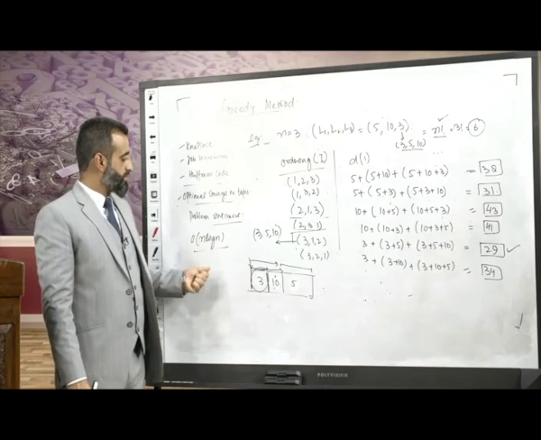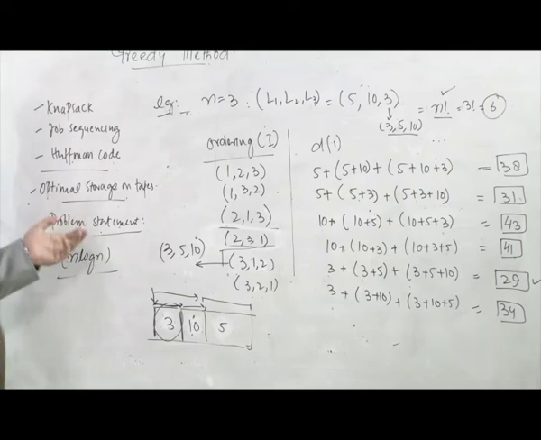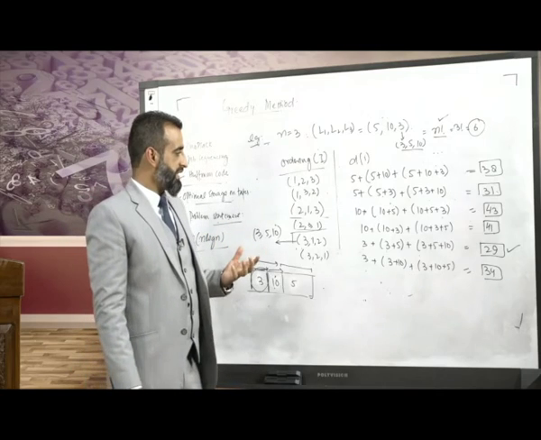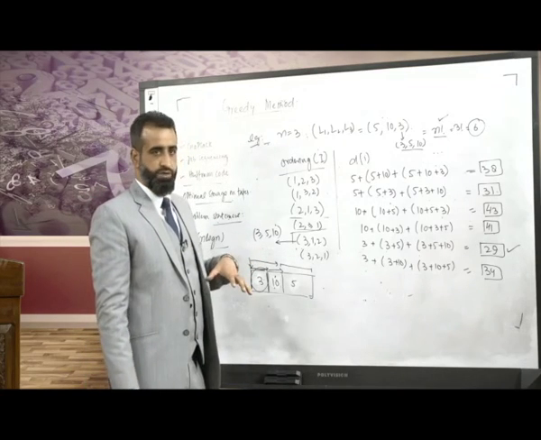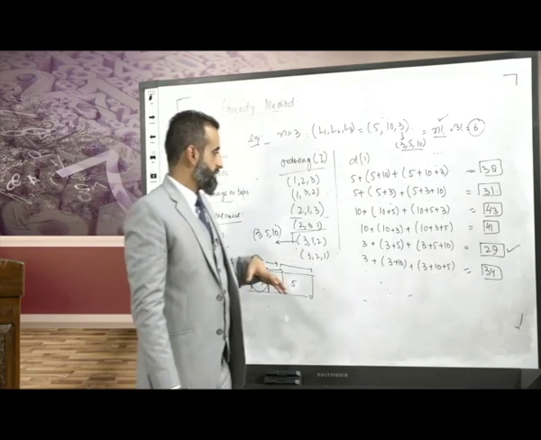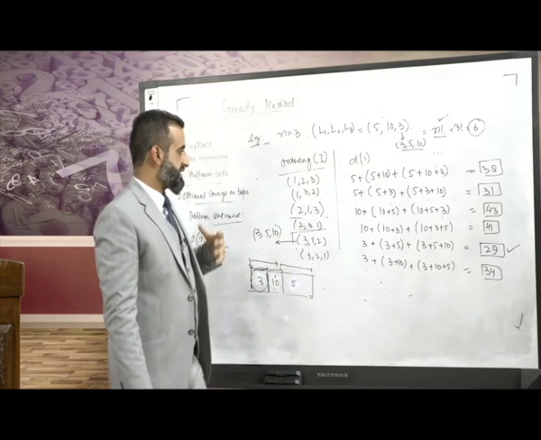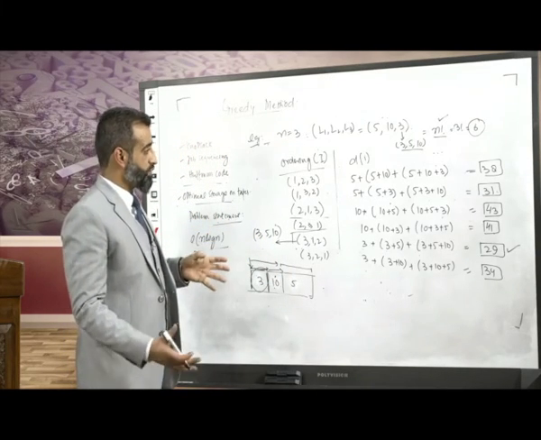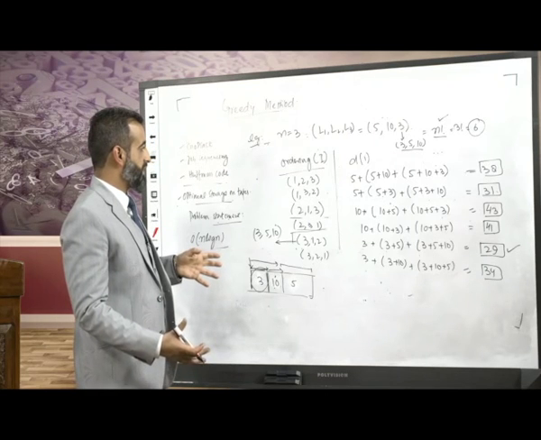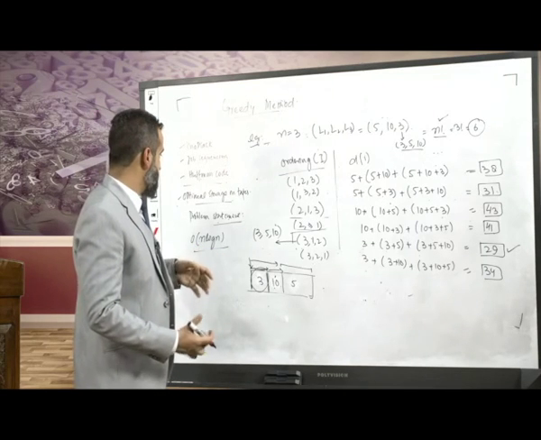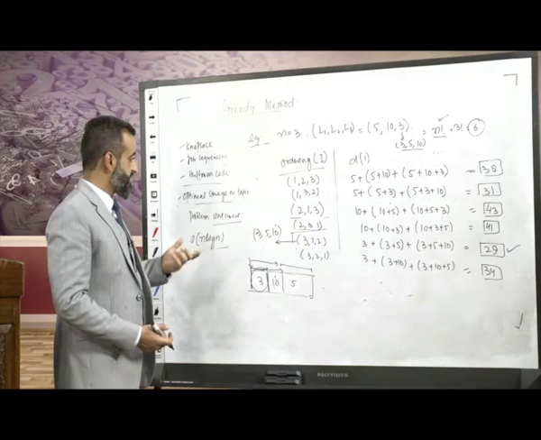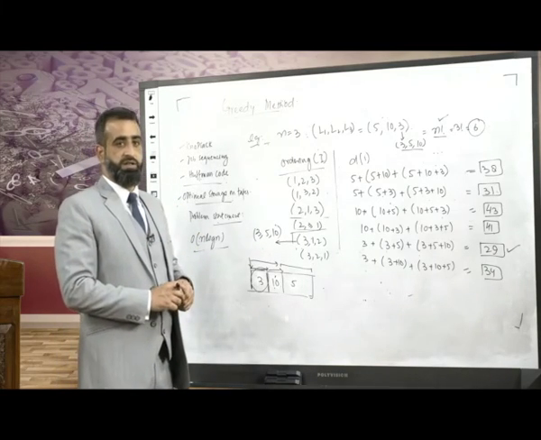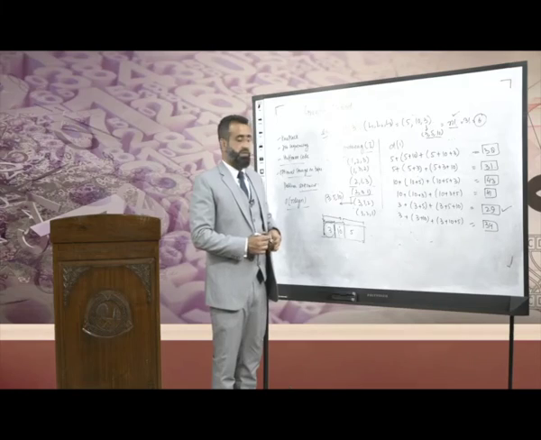This is how we can optimally store the files on a tape such that the retrieval time is minimized. This is one way of storing these programs optimally, such that the retrieval time is the lowest possible. With this we finish the greedy method. We'll see you in the next lecture. Till then, take care. Bye.